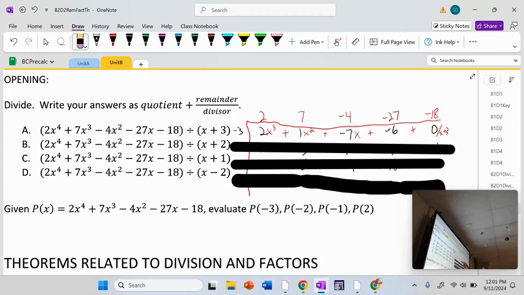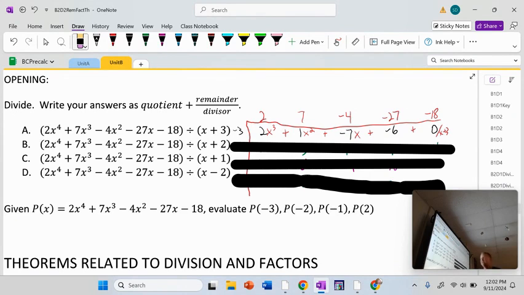Then -3 times 1 is -3. Hold. -3 plus -4, -7. -3 times -7, 21. Hold. 21 plus -27 is -6. Then lo and behold, -3 times -6 is 18. 18 plus -18 is 0.